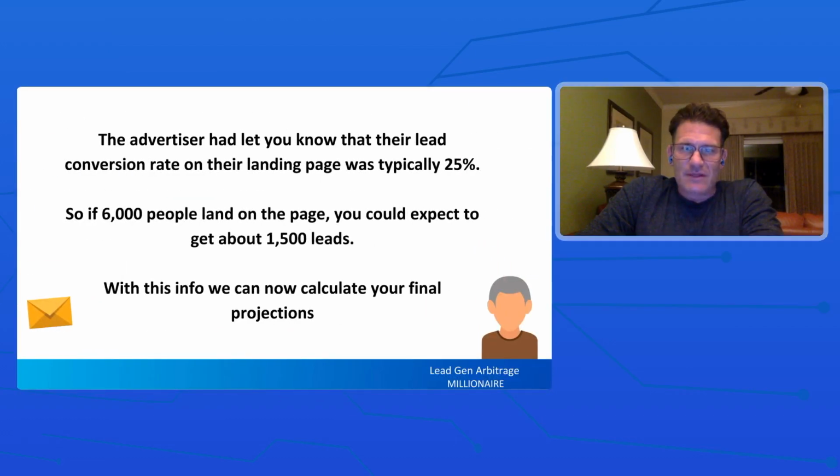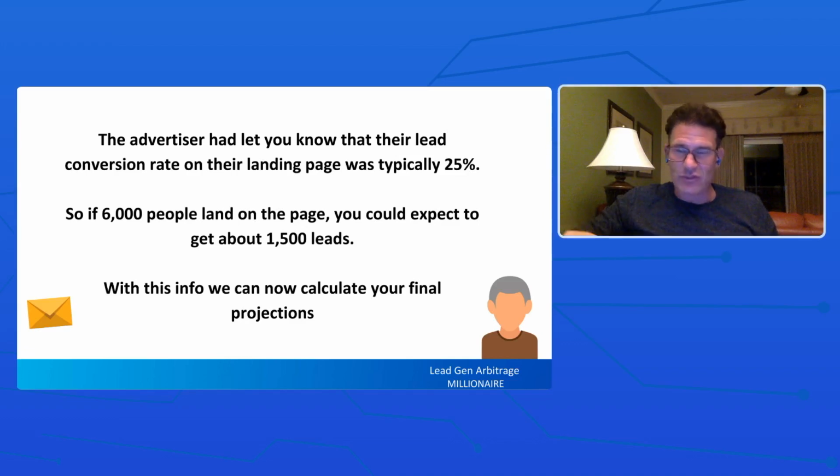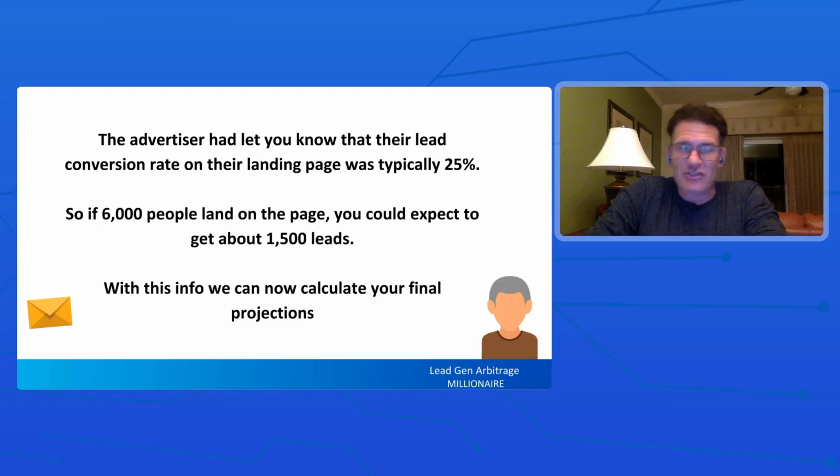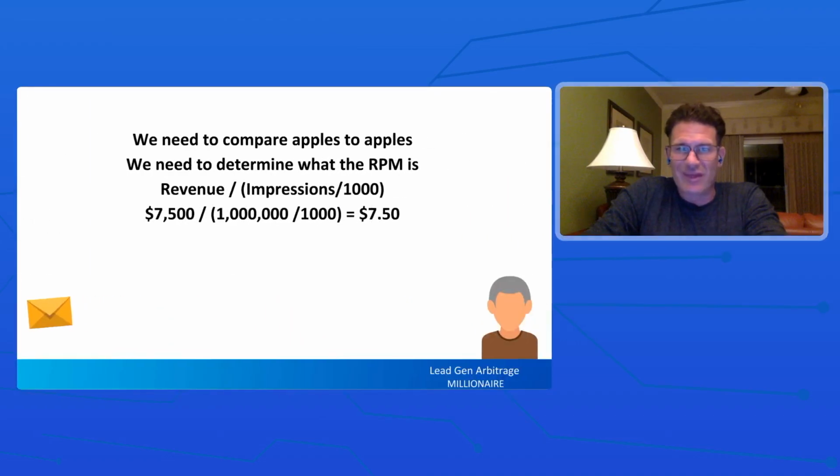The advertiser has told us that when someone lands on their page, they're going to convert about 25%. So it's 1 in 4, right? If there's 6,000 clicks, people clicking and landing on their offer, the solar panel offer, 1 in 4 is going to convert into a lead. So 1,500 leads, boom, right? 25% conversion. With this info, we can calculate some projections to determine if we want to mail on a CPM or not. We can project out what we think we can do.